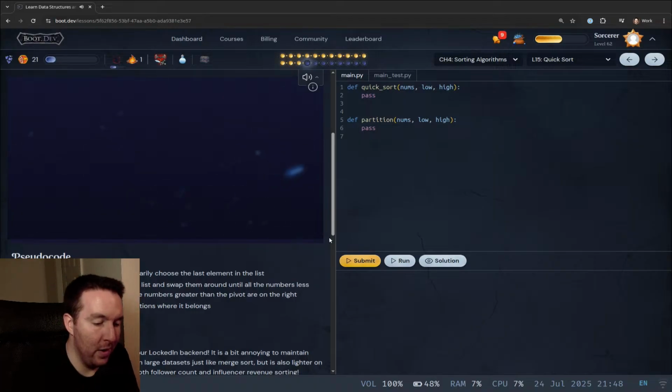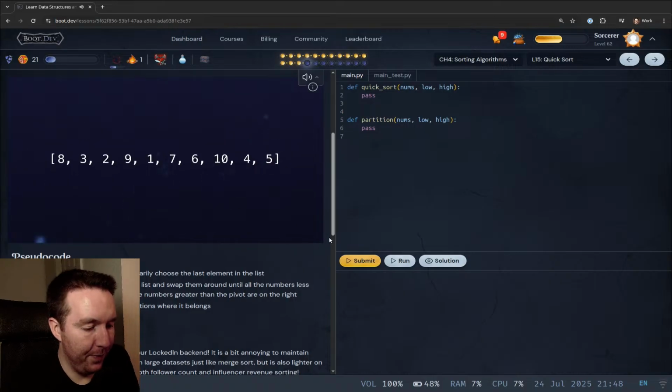Alright, let's dive into how it works. We'll start with a random list of numbers. The first thing we need for quicksort is a pivot number, and to keep things simple, we'll just arbitrarily use the element at the end of the list. In this case, 5. Next, we need 2 pointers, I and j, to keep track of things, as we're going to be swapping them around.